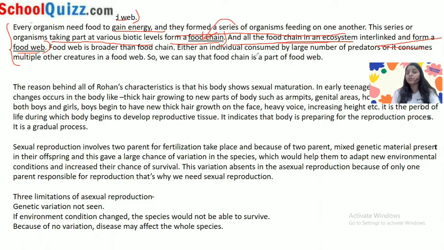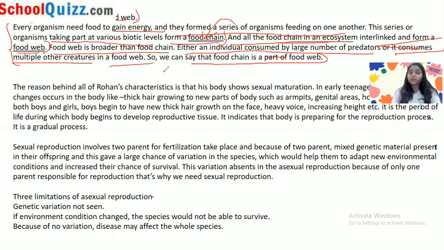So now we told them that from the food chain, the food web is formed, because the food web is the group of all the food chains. Now we will tell them what the food web is, or the characteristics of the food web. So the food web is broader than the food chain. Either an individual is consumed by a large number of predators, or it consumes multiple other creatures in a food web. So we can say that the food chain is a part of the food web.